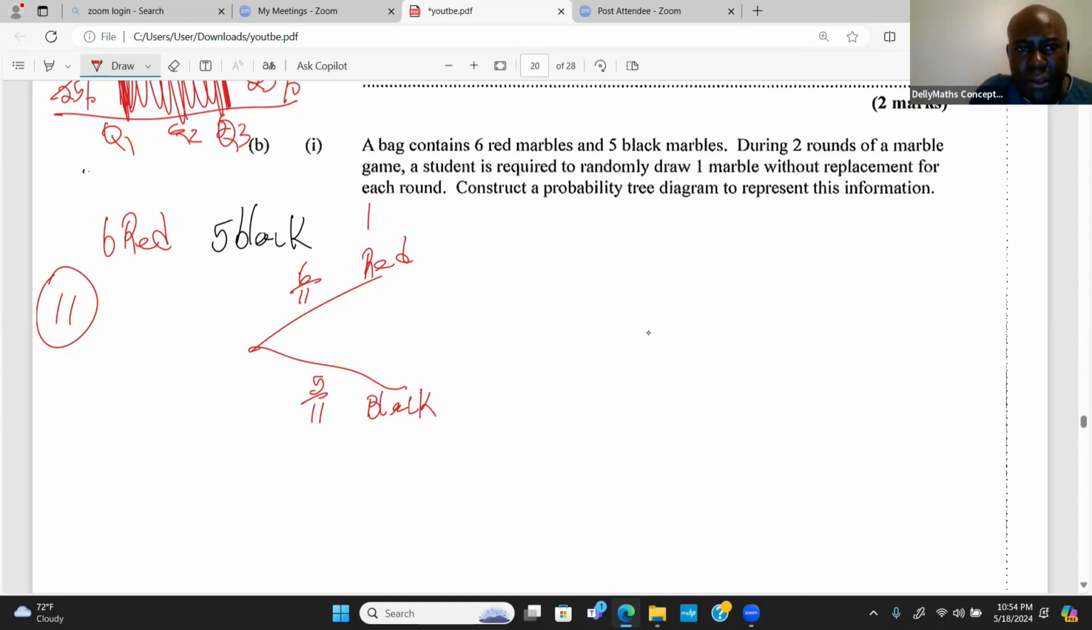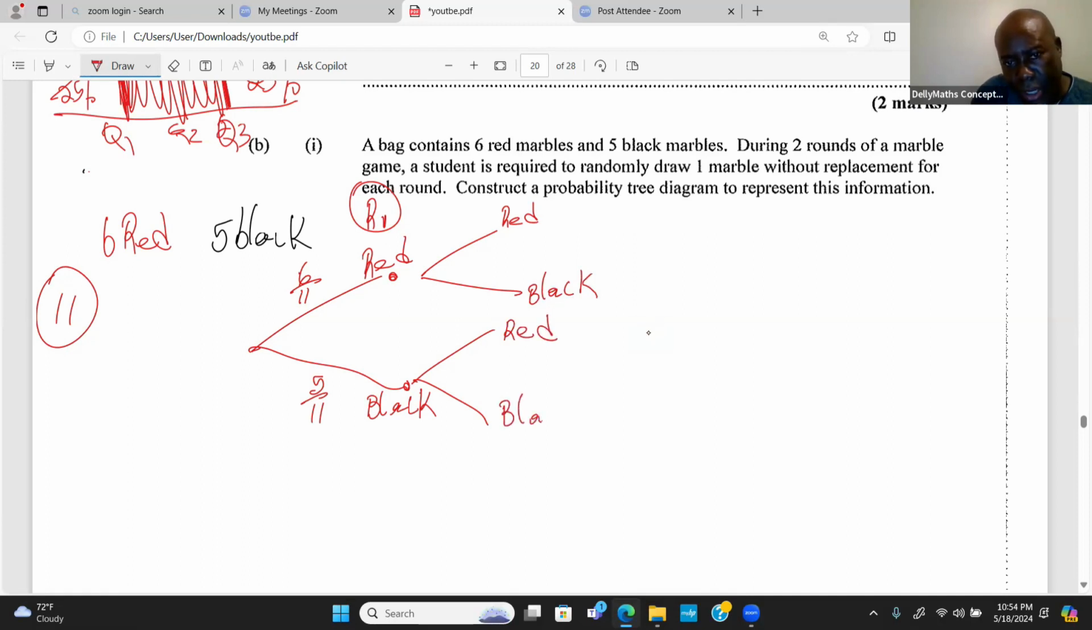This is actually the first round, right? So for the first round, you can only draw 6 out of 11 for red and then 5 out of 11 for black. When you reach here, then you're going to split again into red and black, because you have the opportunity to draw. So again, this is going to be red again, and here is going to be black again. Here is going to be red, and here is going to be black. And we're talking about following the branches. You see what goes on.